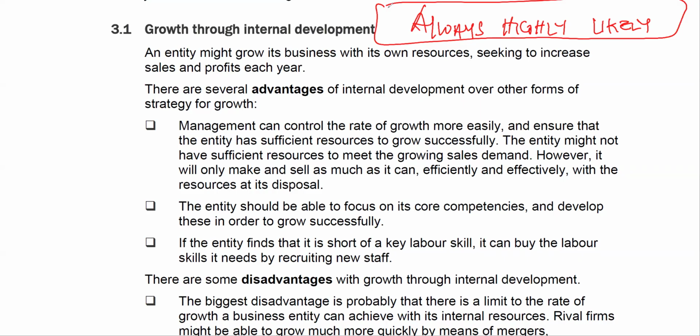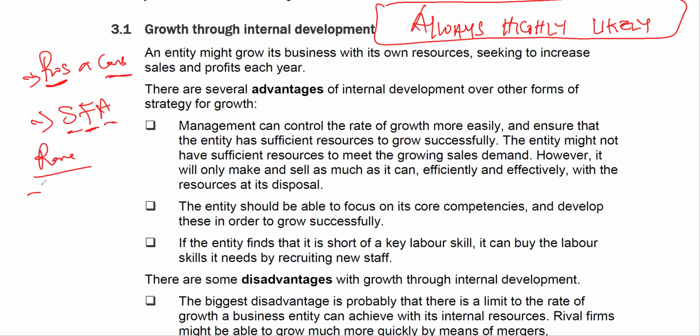Are you going to grow with your own resources? Are you going to grow with mergers and acquisition or joint development? So you are going to answer the question using the pros and cons. I told you that when you are answering strategic choice questions, you are either going to answer with pros or you are going to use cons. And then the next is you can use SFA to answer it. And then there's a rare case where they ask you for the financial, operational, and maybe the external impacts of you choosing any of them.